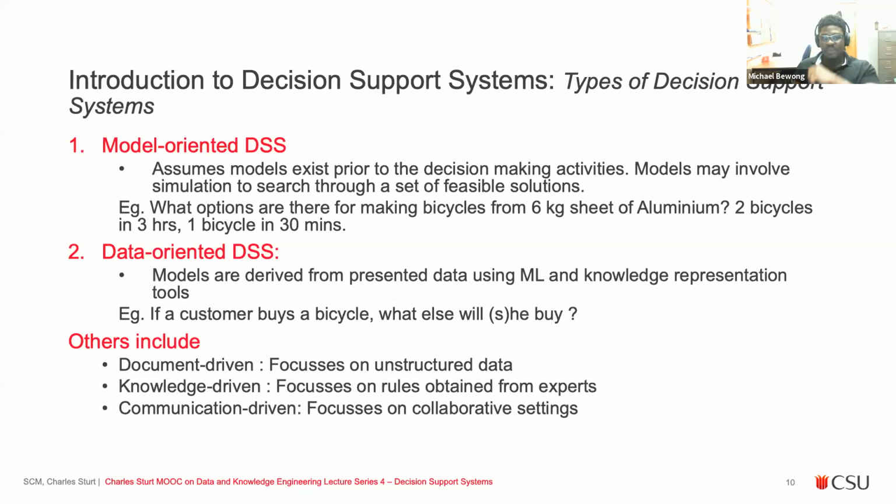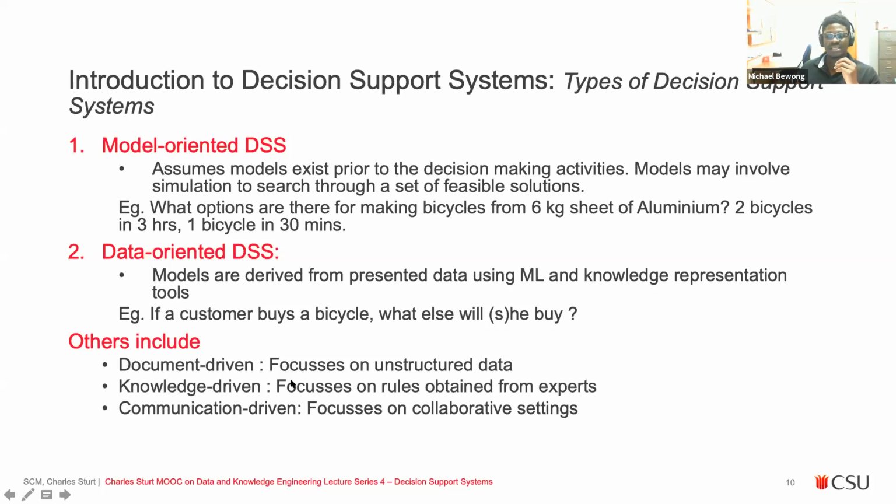Now, we may also look at other types of classifications like document-driven decision support systems, which focuses on unstructured data, particularly text data, or knowledge-driven, which focuses on rules obtained from experts. So for example, if you have a diagnosis application meant for a rural area, the decisions that are made might have been sourced from a medical expert that says, well, if your skin is pale and you're bloodshot, then you're probably suffering from fever or something, right? So in that sense, we say that it is knowledge driven because the system is built on rules.